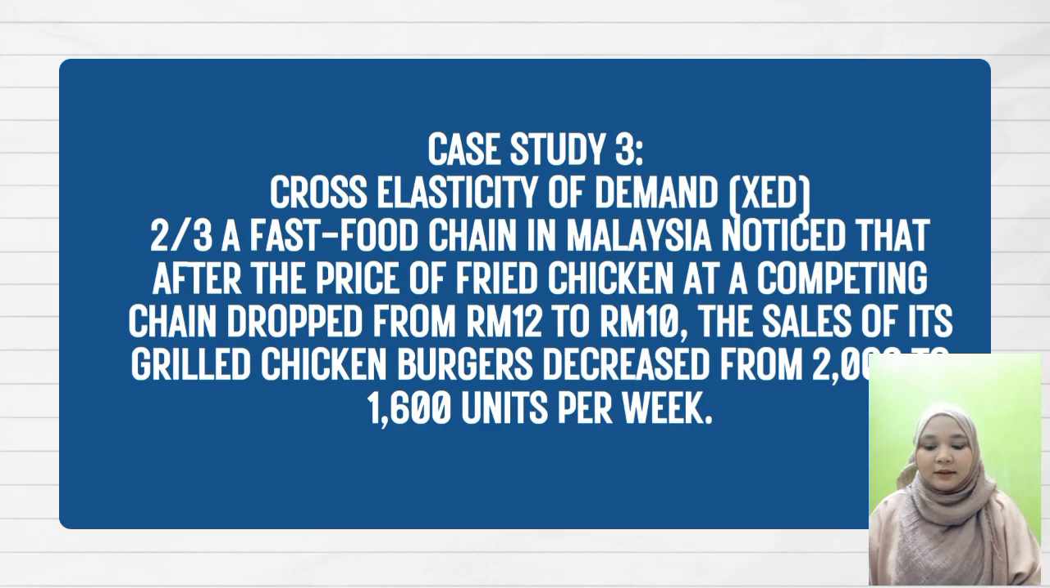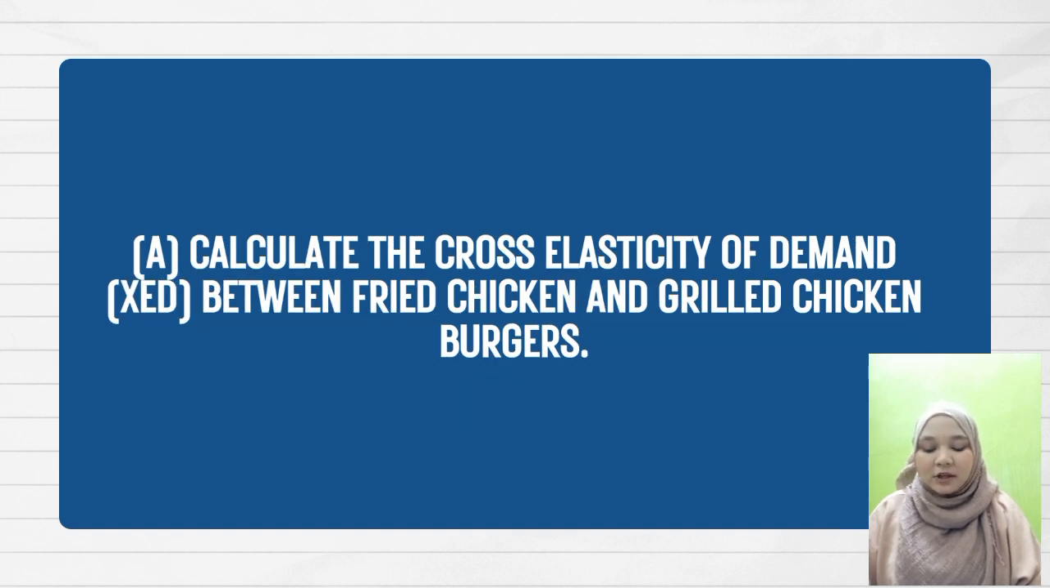Case study 3. Cross elasticity of demand. A fast food chain in Malaysia noticed that after the price of fried chicken at a competing chain dropped from 12 ringgit to 10 ringgit, the sales of its grilled chicken burgers decreased from 2,000 to 1,600 units per week. Question A.